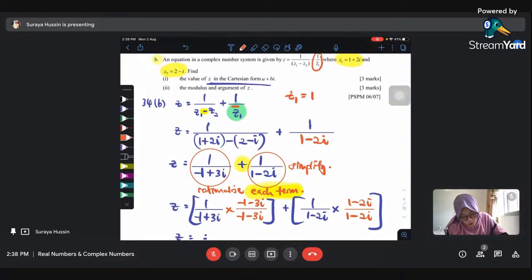So Z1 is 1 plus 2i. Jadi kalau Z1 punya conjugate, dia adalah 1 minus 2i. Okay. So saya buat laju. Saya buat laju sebab saya terus nampak sudah. Saya dah nampak dah dekat sini, di mana dia adalah conjugate Z1. Saya dah conjugate terus di bahagian bawah ini.